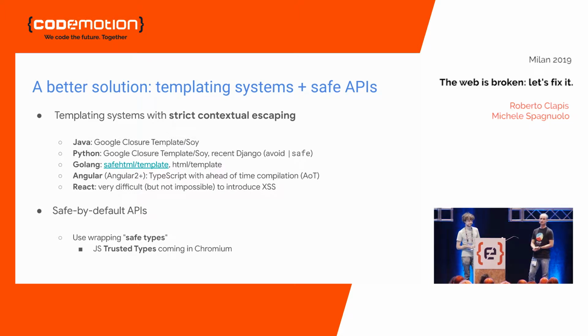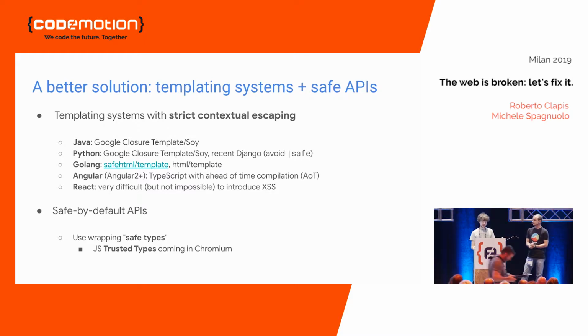Sometimes people, even with safe templates, tend to add a mistake to their application. And we don't want those mistakes to become exploitable vulnerabilities. Hence, we decided to drive the development of a new API.